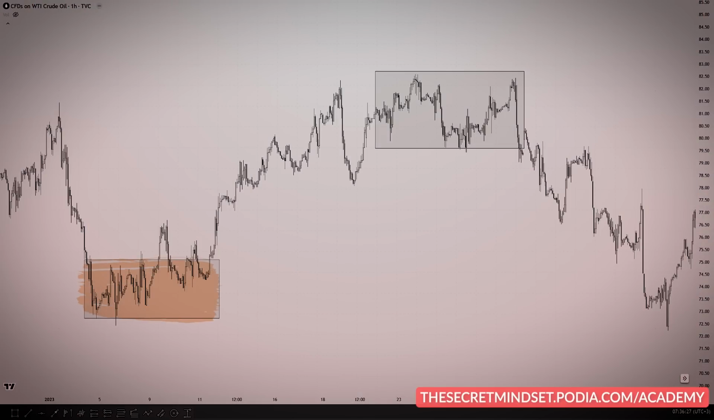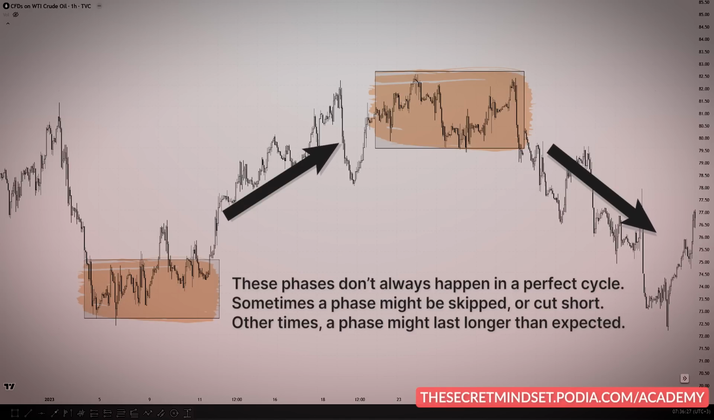These phases don't always happen in a perfect cycle. Markets are messy. Sometimes a phase might be skipped or cut short. Other times, a phase might last longer than expected. The key is to be flexible and watch for the signs of each phase.